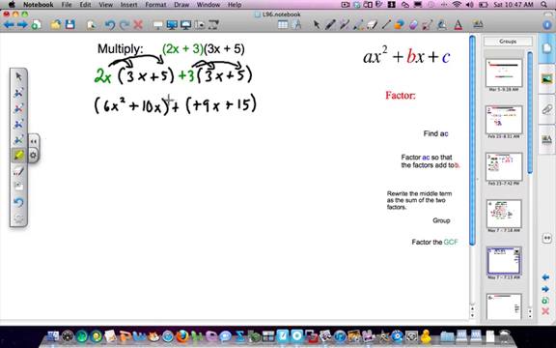Now since we're adding the two expressions together, we don't need the parentheses, so let's rewrite the expression without them. 6x squared plus 10x plus 9x plus 15.